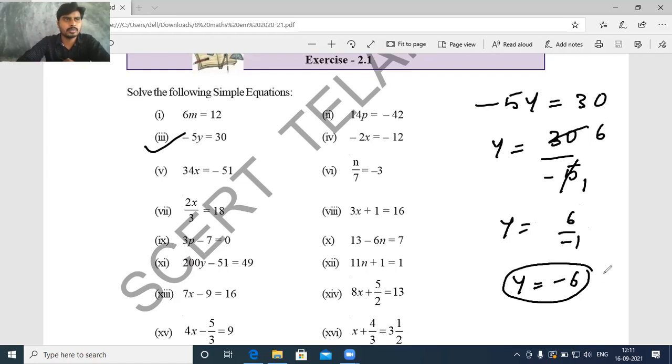Any doubts, girls and boys? Look here. Minus 5 is multiplied with y. If I transpose that minus 5 to the RHS, it becomes division to the 30.